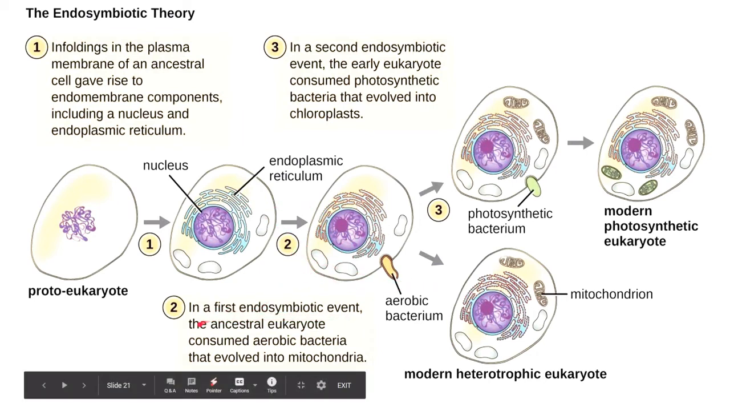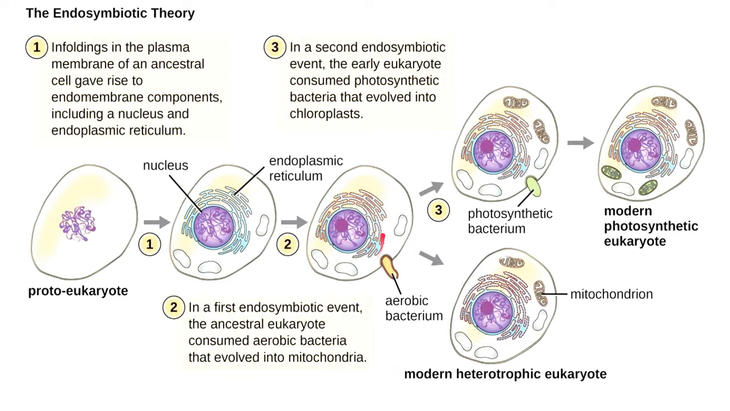In a first endosymbiotic event, ancestral eukaryotes must have consumed an aerobic bacterium within their body, and then they started to live in a symbiotic relationship. The cell did not fully digest that aerobic bacterium, but in fact it maintained its own identity within the cell, and they lived in symbiosis with each other. That eventually led to the evolution of the mitochondrion that we can find today in the cells of eukaryotes.